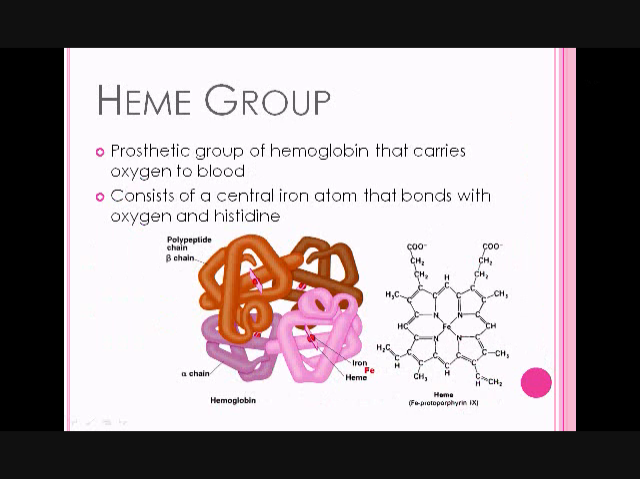A heme group is the prosthetic group of hemoglobin that carries oxygen to the blood. It consists of a central iron atom that bonds to oxygen and histidine. This is histidine, and when oxygen comes in contact with the hemoglobin, iron will bond to the oxygen.